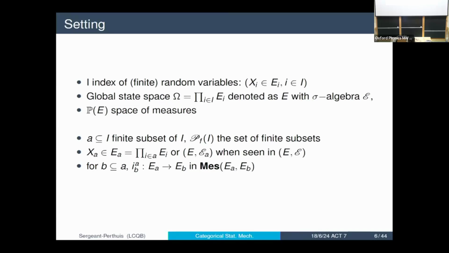inside of A, if B is inside of A, you have a projection from EA to EB. It's just you forget about some variables. So B is a collection of variables, A is a collection of variables, but you have more variables in A. So you have a relation between configurations from EA to EB. And this is just a morphism in the category of measurable spaces.